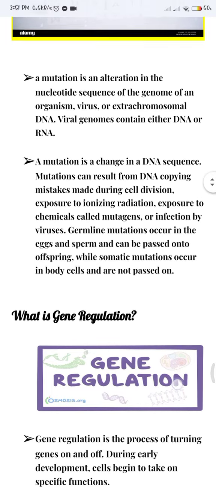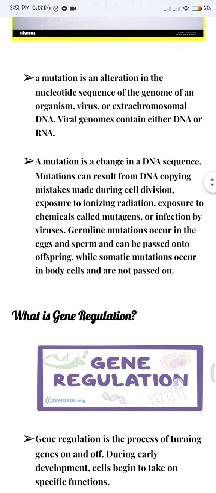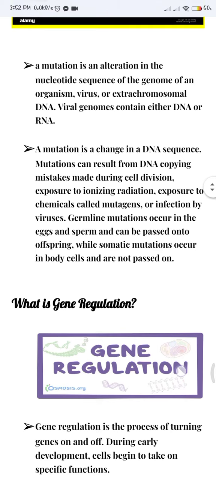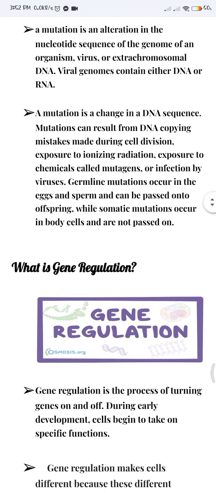Mutations can result from DNA copying mistakes made during cell division, exposure to ionizing radiation, exposure to chemicals called mutagens, or infection by viruses. Germline mutations occur in the eggs and sperm and can be passed on to offspring, while somatic mutations occur in body cells and are not passed on.